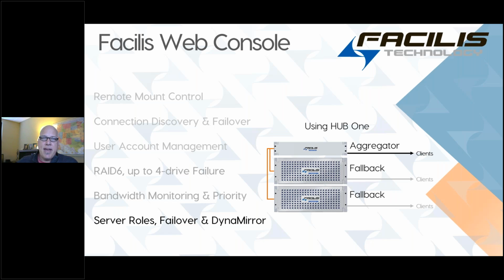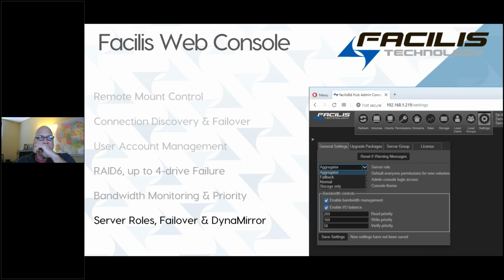So it could be a full fallback where both of those servers have a full 10 or 100 or 40 gig connection to the network, or they could have just a stopgap fallback, which is maybe they just have a 1 gig connection, but at least everyone's able to still see the data and get some work done while you figure out why the power went out on the aggregator, for example. And so you can see here the very simple general settings within the admin console. I have server role: aggregator, fallback, normal, and storage only. And that will determine what that server does to other servers or with other servers that are connected over fiber channel to that server.